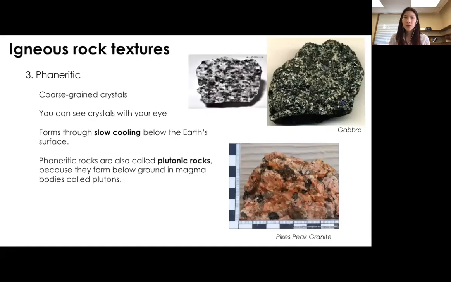And because they are slowly cooling, there's a lot of time for the crystals to grow larger in size. They are often also referred to as plutonic rocks because they're forming below ground in magma bodies that are known as plutons. Some examples of phaneritic rocks include gabbro. So you may see gabbro in places like Hawaii or old ocean crust.